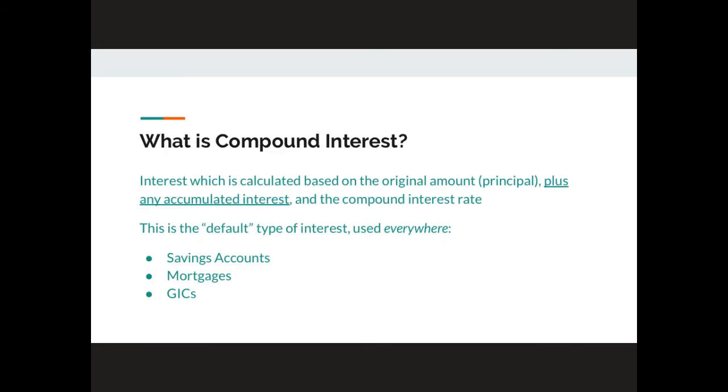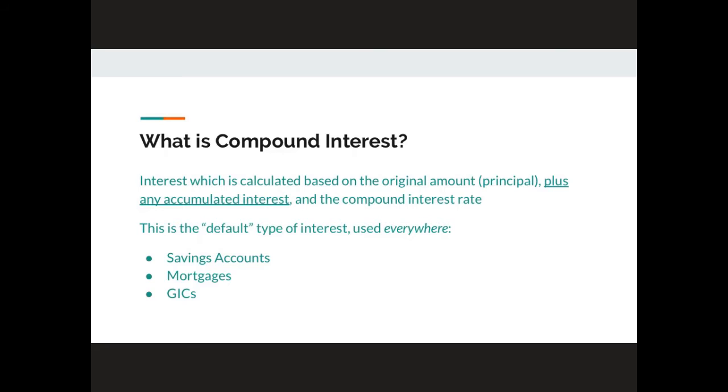The interest is calculated based on the original amount, so the principal, and any interest that has accumulated up to that point in time. This underlined portion here is what really sets it apart from simple interest. In simple interest, we only look at the original amount, but in compound interest, we look at that principal plus all of the interest we've accumulated up to that point in time.